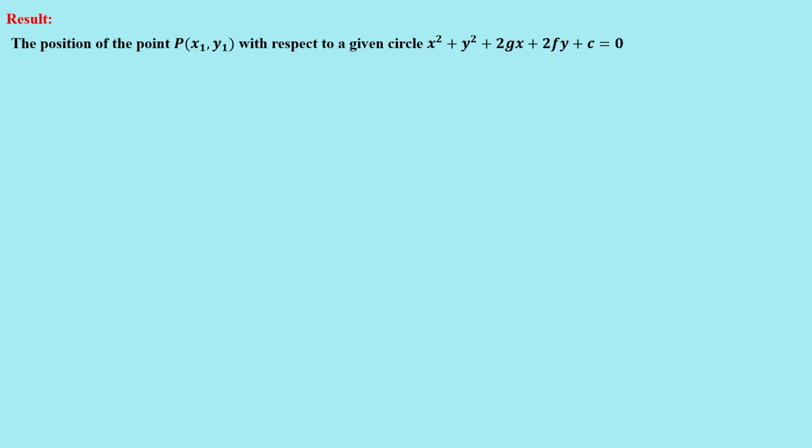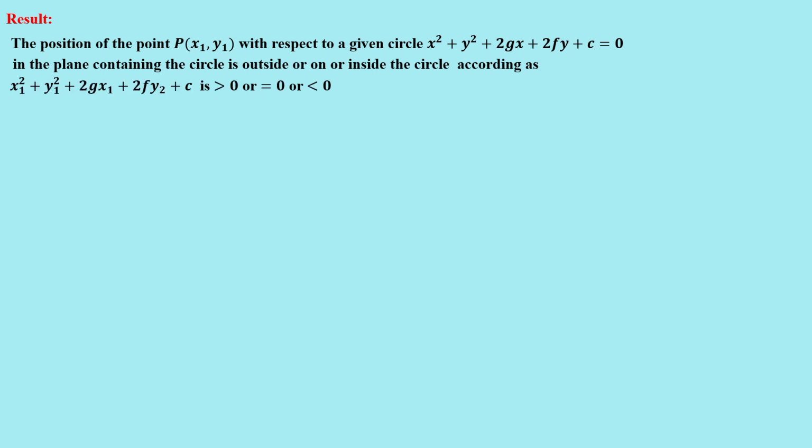Next result: the position of the point P(x1, y1) with respect to a circle x² + y² + 2gx + 2fy + c = 0. The point in a plane containing the circle is outside, on, or inside the circle according as x1² + y1² + 2gx1 + 2fy1 + c is greater than 0, equal to 0, or less than 0.